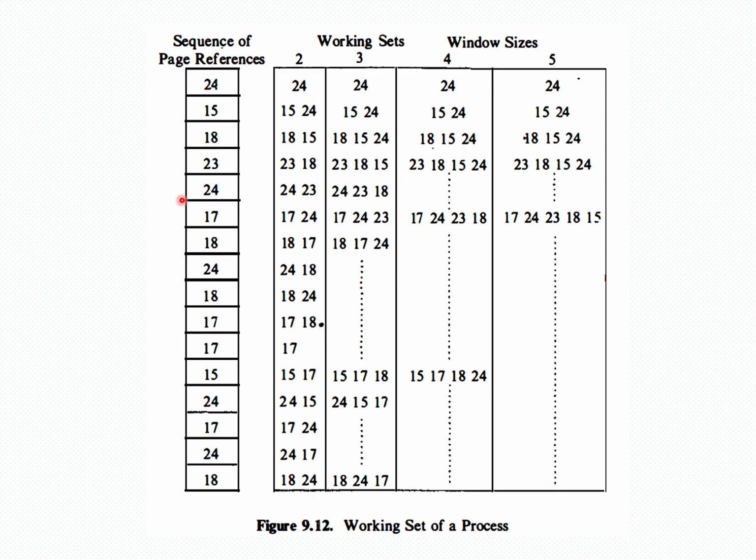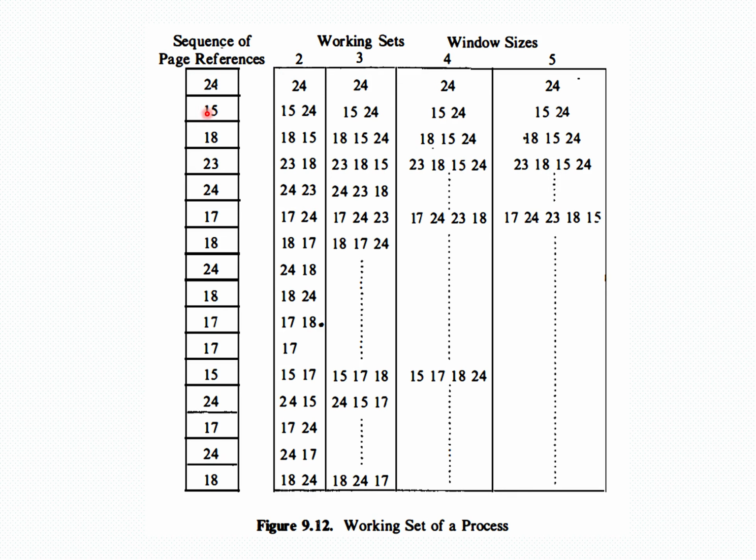And this shows how a program is getting executed and which pages are referenced during the execution of the program. These numbers represent the different pages referenced during execution. So let's see the first example, 24. 24 is a page which is required, currently on demand. Initially 24 is not available in any of these window sizes 2, 3, 4 and 5. So 24 is loaded into the memory on demand.